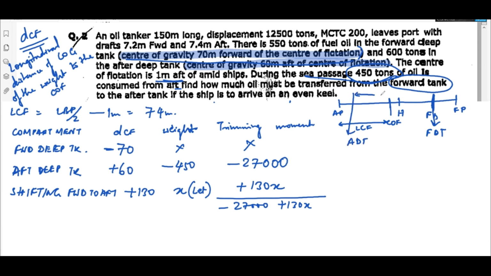The distance between these two has to be shifted, and they want to shift from aft to forward. So they want to shift not in this direction, they want to shift in this direction. Shifting forward to aft, sir. They want to shift forward to aft. So they want to shift in this direction and not in this direction, so that they are able to arrive on even keel.